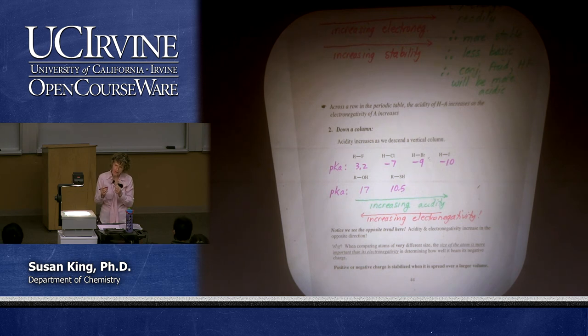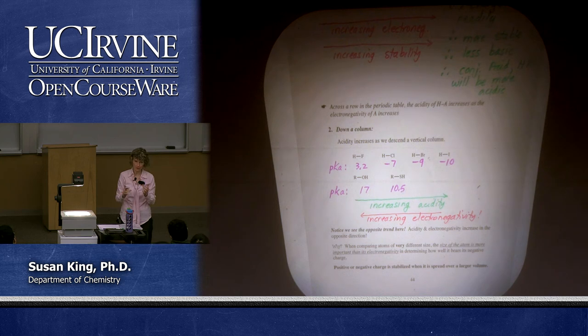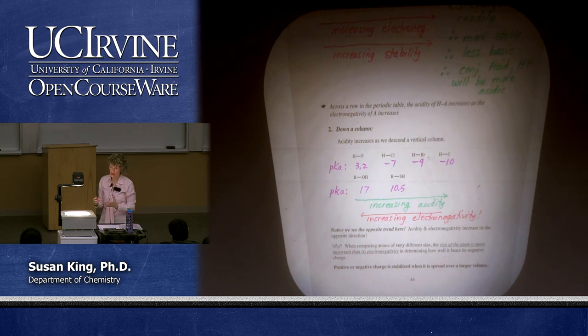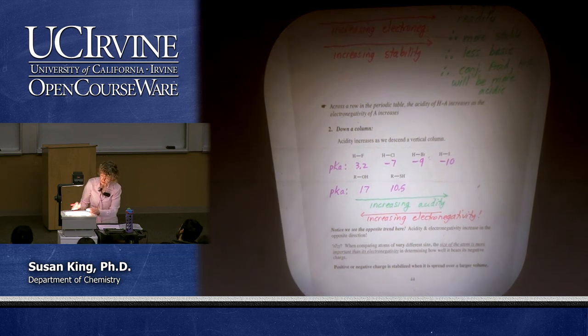All right, and the reason is that when you go down a column in the periodic table, the size is changing dramatically when you go from fluoride, very, very small, to iodide, very, very, very large. So the size is increasing dramatically, and the size becomes more important than the electronegativity as we go down the periodic table. So positive or negative charge is stabilized when it's spread over a larger volume.